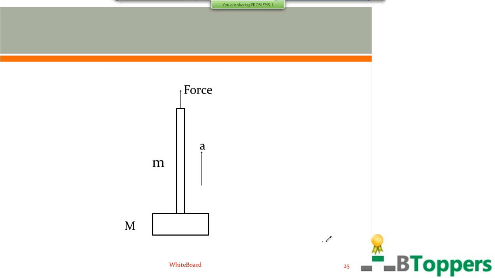So coming to the third part of the question, you are asked to find the magnitude of tension force acting at the cross section of the middle of the rope.